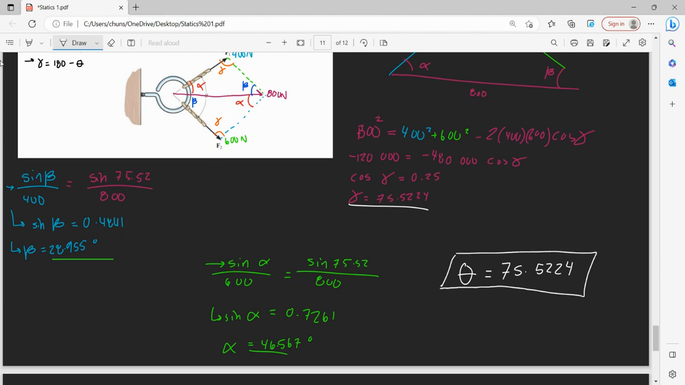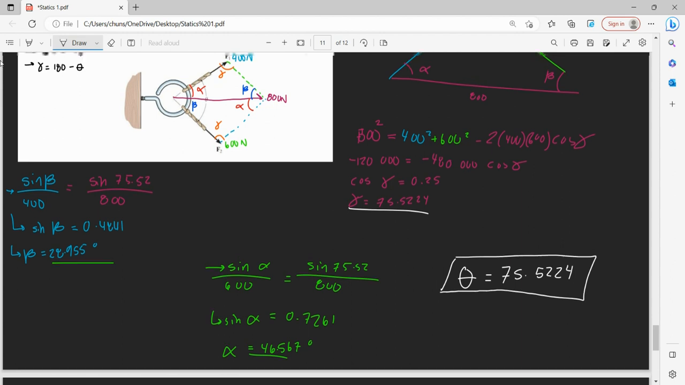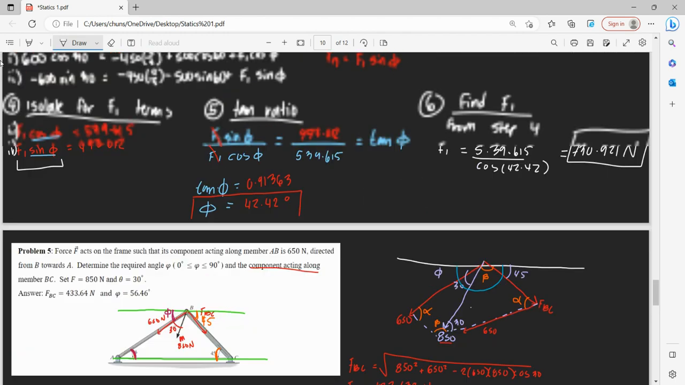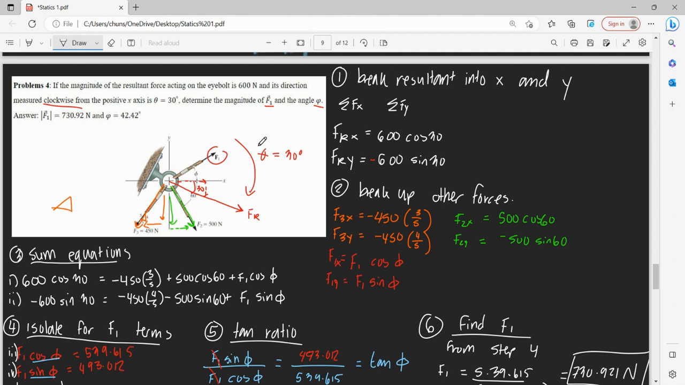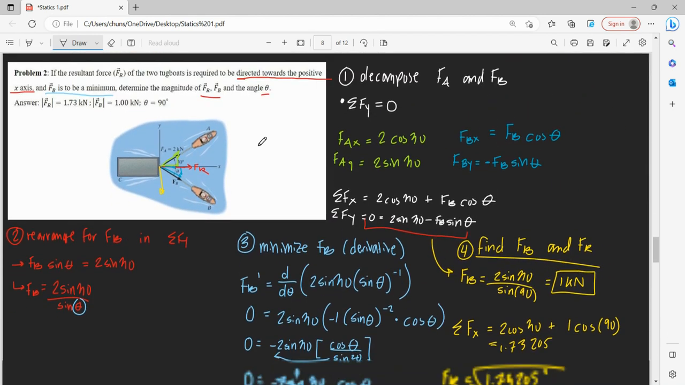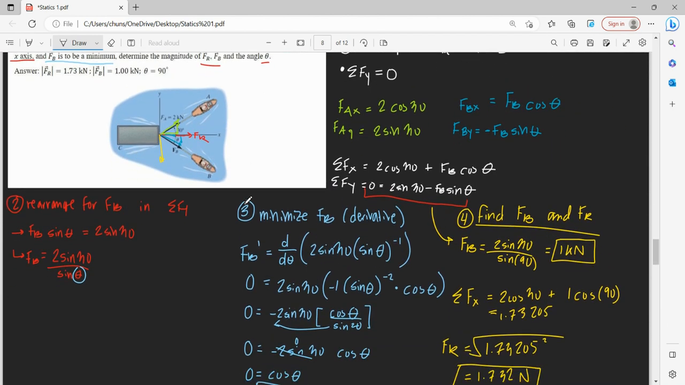And that brings us to the end of our practice problems. Of course, there's a lot more questions you can practice with, but to review, we covered basics of sine law, cosine law, and decomposing different x and y components of forces when given resultant forces, or the forces that will add up to create a resultant force. We also talked about how to minimize a force by using derivatives.